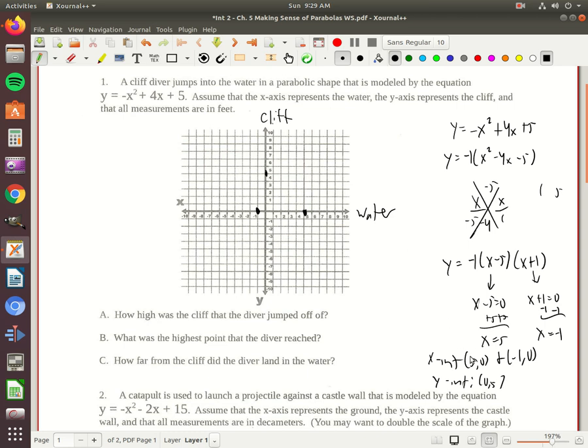And now I need my axis of symmetry, which is going to be negative b over 2a. So I'm going to have negative 4 over 2 times negative 1. So negative 4 over negative 2, that's going to be 2. So I have my axis of symmetry here at 2. And then if I plug 2 into the equation, I'm going to get my vertex, right?